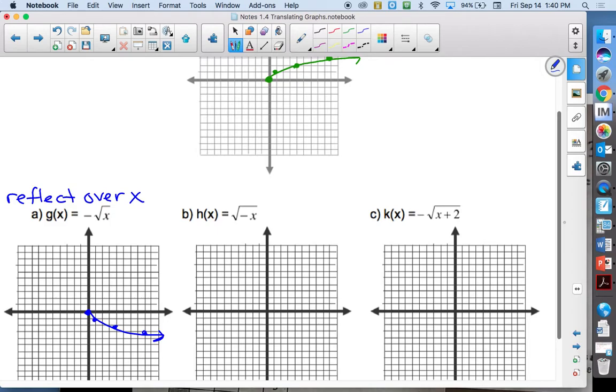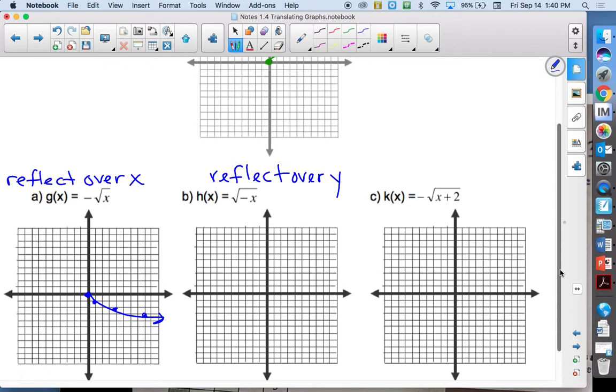Looking at letter B, you can see the difference between the two. Now the negative is underneath the radical. It's with x. So when it's with x, the x's are now becoming negative. So we're reflecting over the y-axis. And that has to happen. I need to be able to put negative numbers in there because there's already a negative in front of x. And the double negative would make it a positive number, so we can take the square root of it. So same graph as above, but now it's flipping over the y-axis.